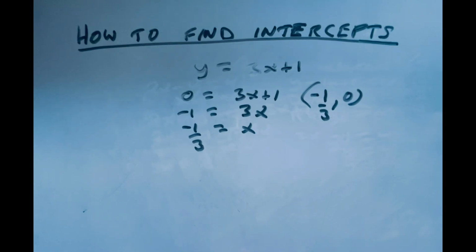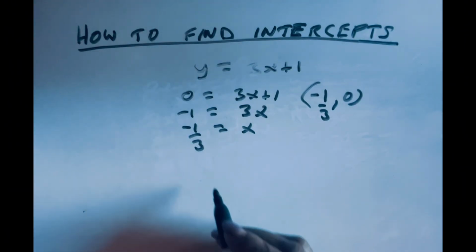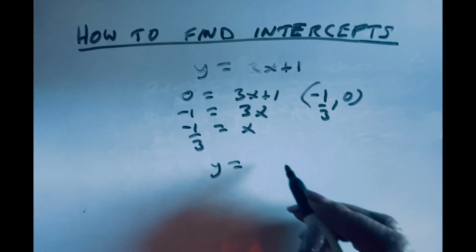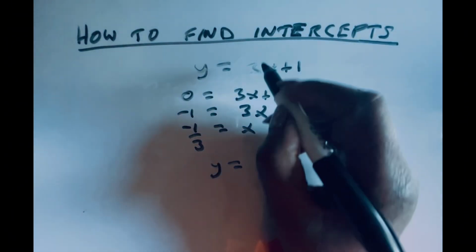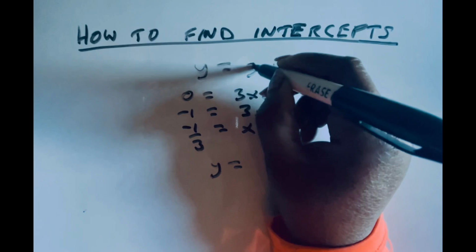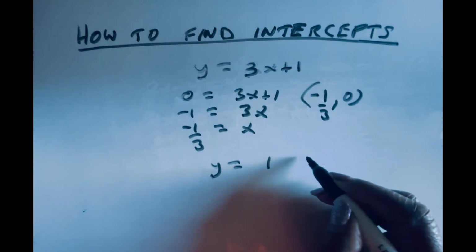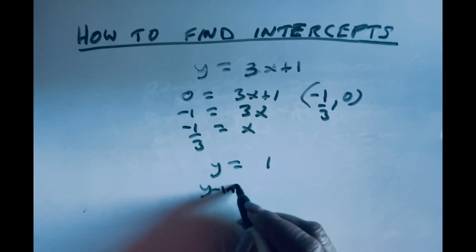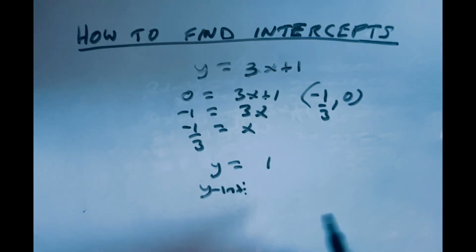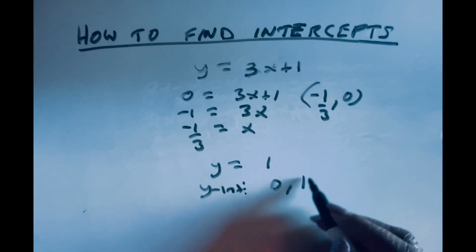Then to find the y-intercept, we're going to make our x 0. So we'll have y is equal to 1 because 3 times 0 is 0. So our y-intercept is going to be 0, 1.